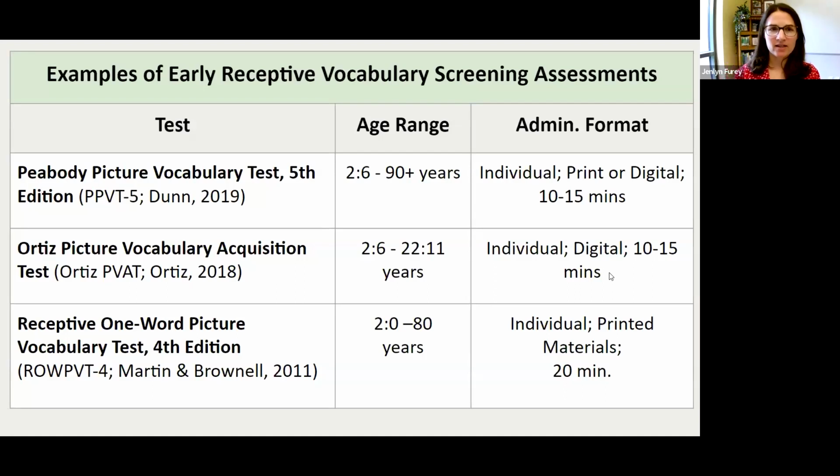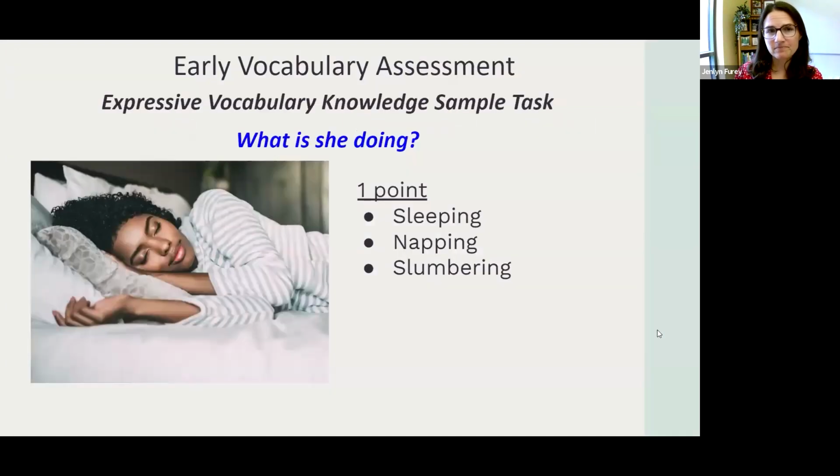Susan and I have been reviewing lots of different vocabulary assessments, looking to see what's being done in the research. And what we appreciate about these is that they're relatively efficient to administer compared to some other options. It still is 10 to 20 minutes and it's individually administered. It's still longer than many of the other screening assessments we'd be giving. But these are some options for receptive vocabulary.